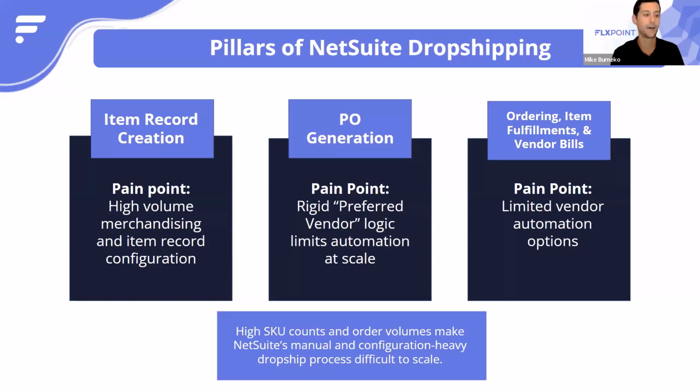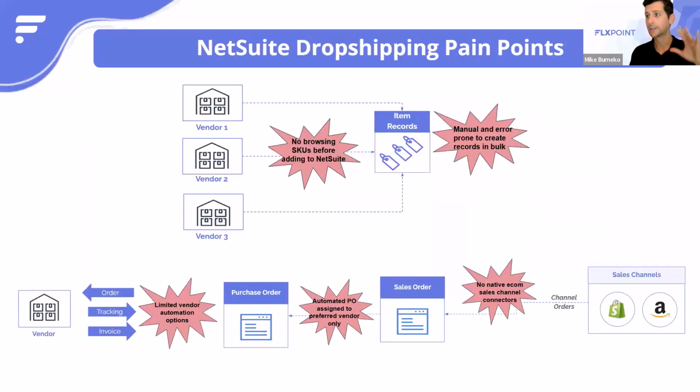So in a nutshell, the high SKU counts and hopefully high order volumes that come with adding drop shipping to your NetSuite setup. It's manual, it's configuration heavy, and it's something that's hard to manage with what NetSuite offers out of the box. Just a visual representation of what I was just discussing, and we're going to get into each of these little pain points.